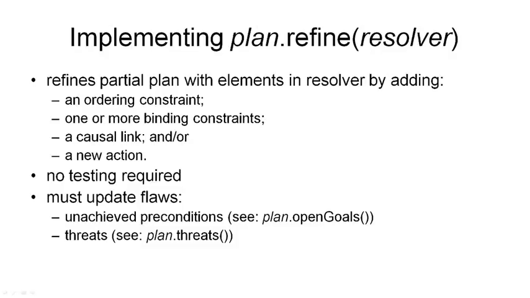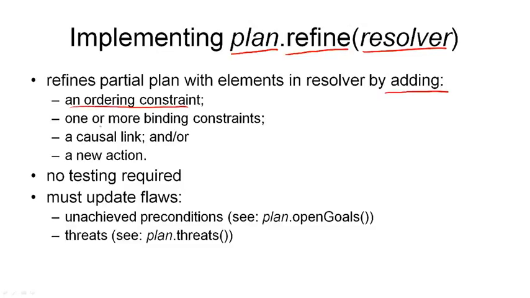Once we have computed the potential resolvers for a given flaw in our plan, we need to select one of these and apply it to the current partial plan. So we refine our current partial plan using the resolver we've just computed. And the way this is done is very simple. We have to add elements to the plan, namely those elements that are specified in our resolver.